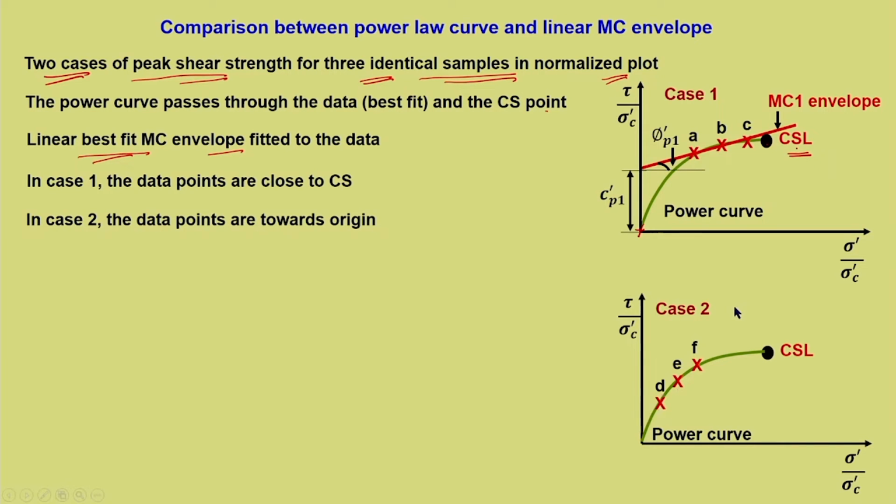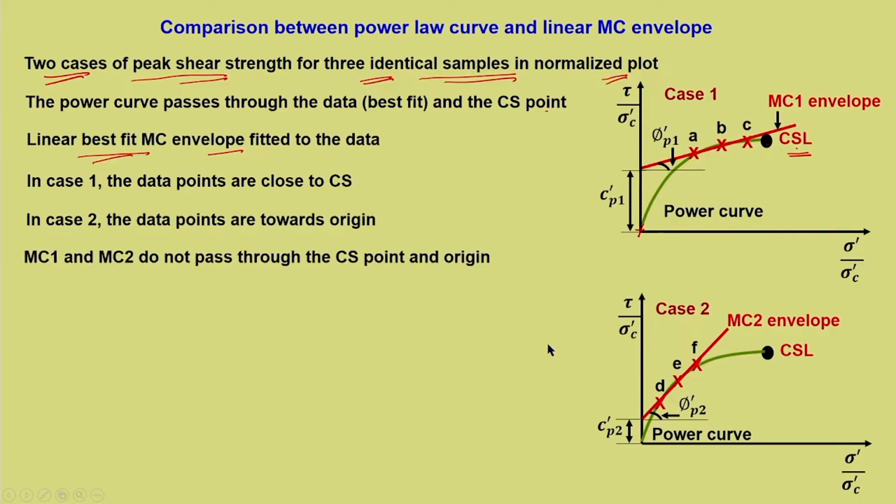Now, what we do is again fit the Mohr Coulomb failure envelope. This is represented as the MC2 envelope and is given by the friction angle phi dash P2 and C dash P2. So, this is what we do for the peak envelope.